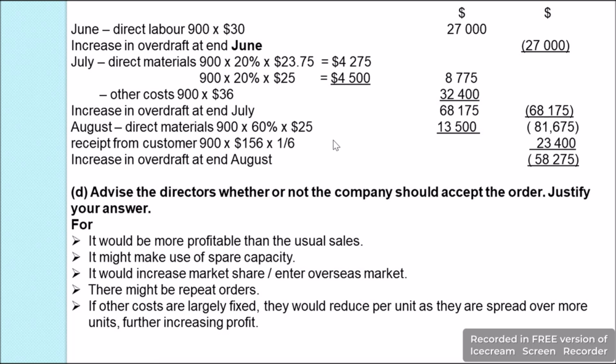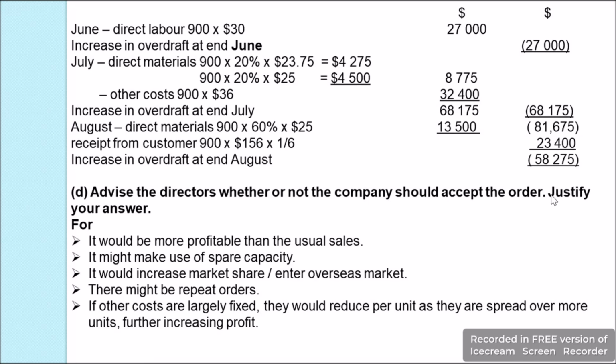81,675. However, we are receiving 1/6 of the sales revenue from the customer in the month of August, so it will be 900 times the selling price, which we have here as $156, times 1/6. So we'll get the value as $23,400. As this is received, the overdraft will now be reduced. So from 81,675 we subtract $23,400. So the increase in the overdraft at the end of August will be $58,275.